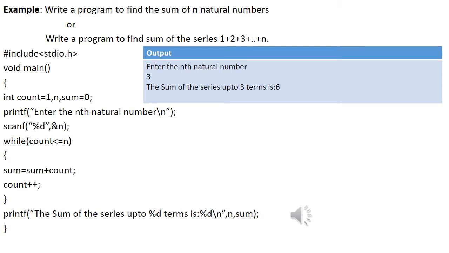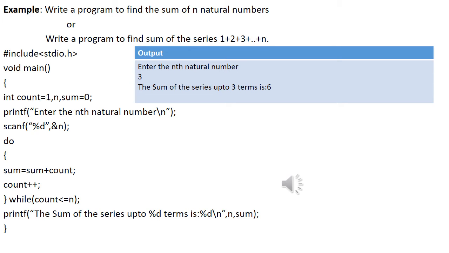That is, the next statement given there is a printf statement: sum of the series up to %d terms is %d. That is, I want to display the sum of the series up to the nth term. The nth term value I have stored in variable n, which is of integer type. That's why I have given %d terms. The result is stored in sum. Again sum is integer type, so I have mentioned it as %d. So the output will be: the sum of the series up to 3 terms is 6. So this is the sum of natural numbers using a while loop.